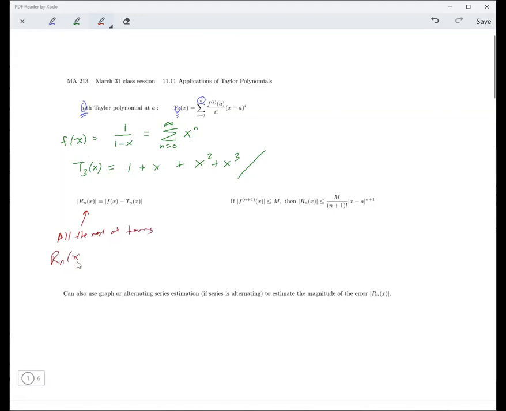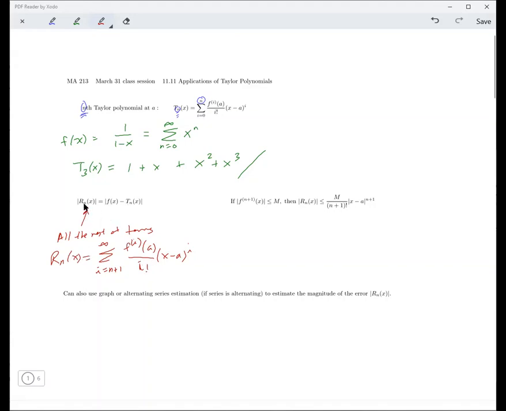Or that would be going from i equals n plus 1 to infinity of the terms. So the whole series will go from 0 to infinity, and the Taylor polynomial goes from 0 to n. The remainder is called the remainder. After the Taylor polynomial will be the rest of the terms, n plus 1 to infinity. So this plus that is going to give you your function.